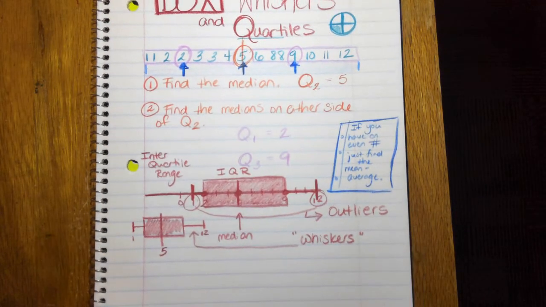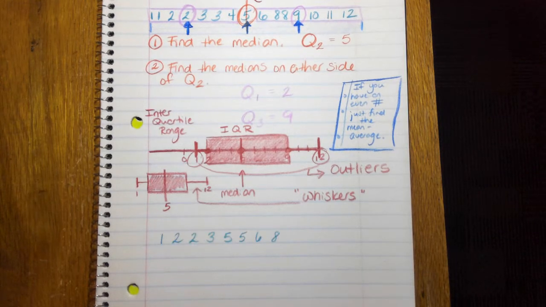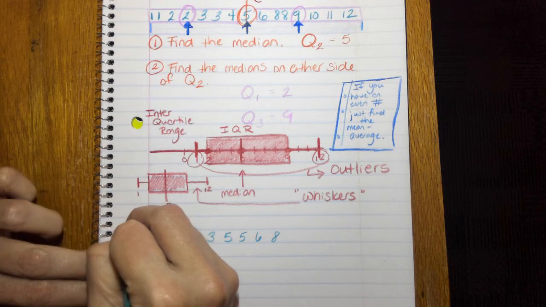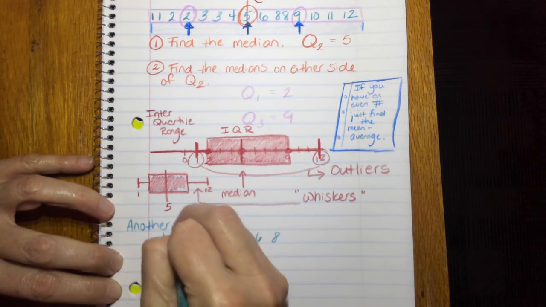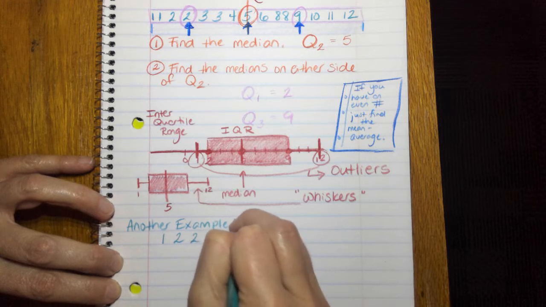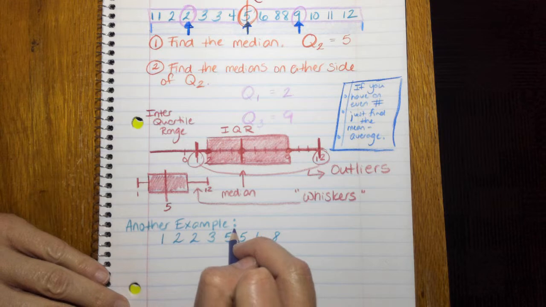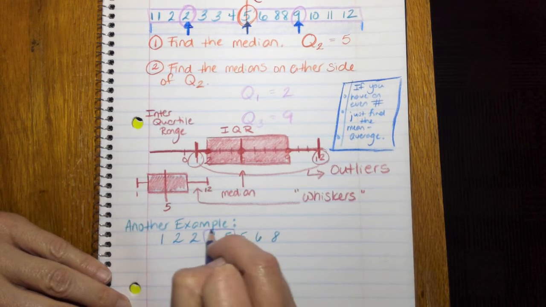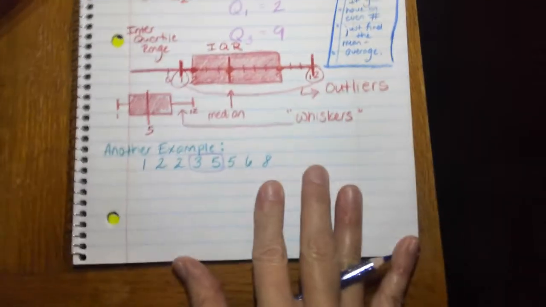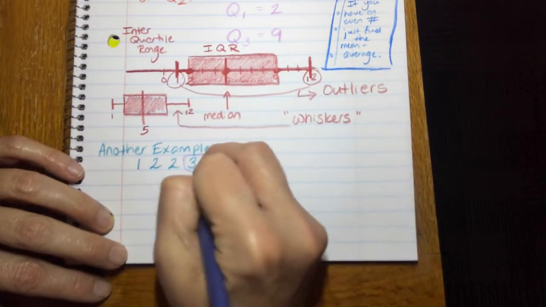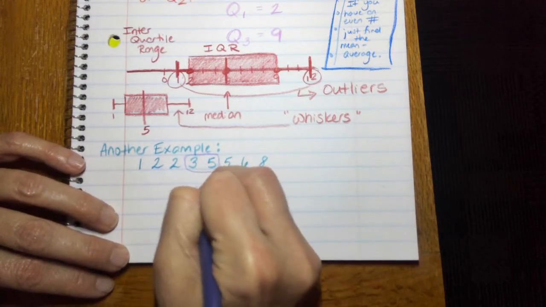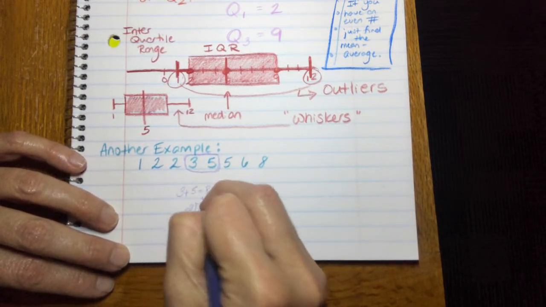So I know that that's a lot, and I am going to, right here at the bottom, give you an example where you have to do some averaging. So if you'll hold on just a second. Right here is just another example. Okay. So on this one, I have 8 numbers. So my median right here, and the average of 3 and 5 is 4. Why? Because 3 plus 5 equals 8. There's 2 numbers, 8 divided by 2 equals 4.